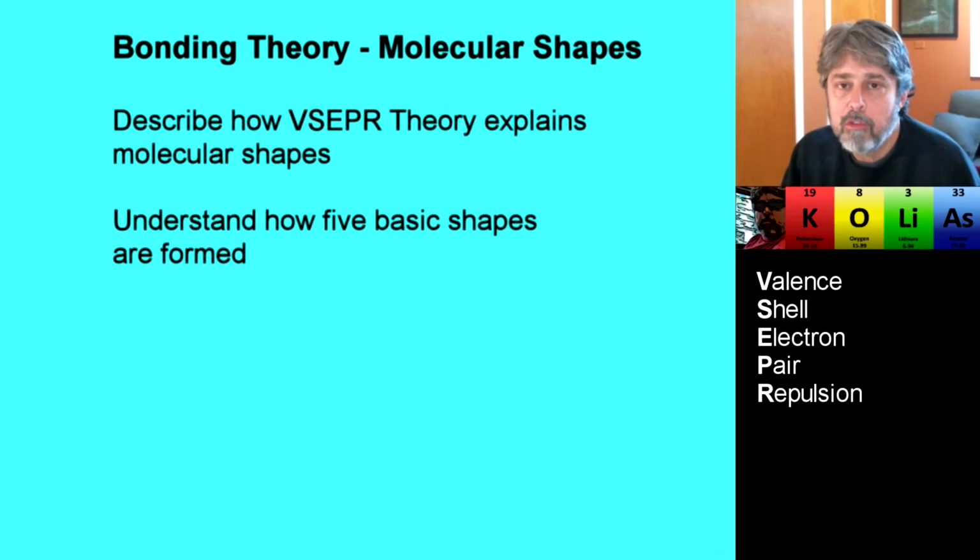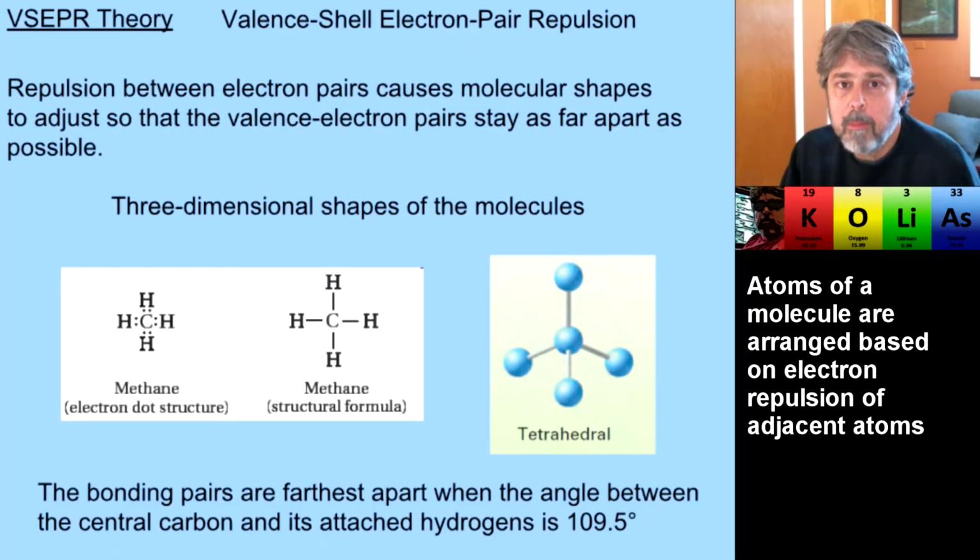We are going to describe how VSEPR theory explains molecular shapes. VSEPR stands for valence shell electron pair repulsion. And we're going to learn about the 5 basic shapes that we need to know for class. So basically, molecules form their shapes based on VSEPR theory. Here you can see what VSEPR means, valence shell electron pair repulsion.